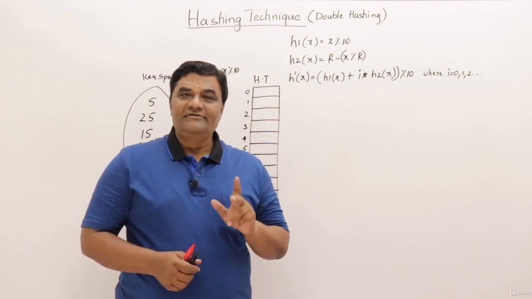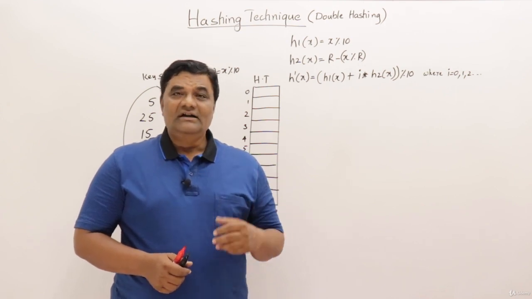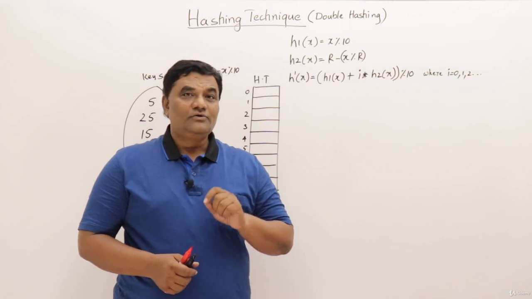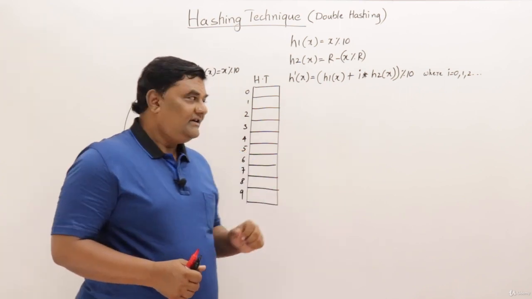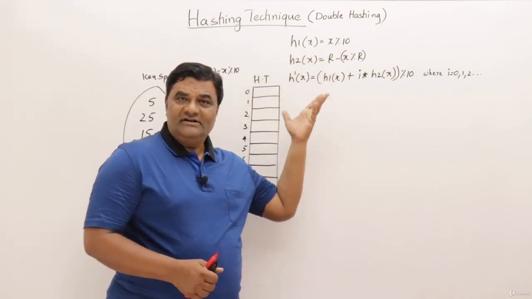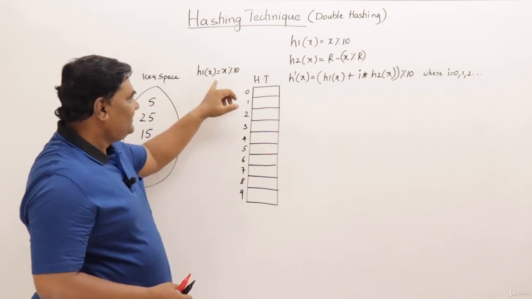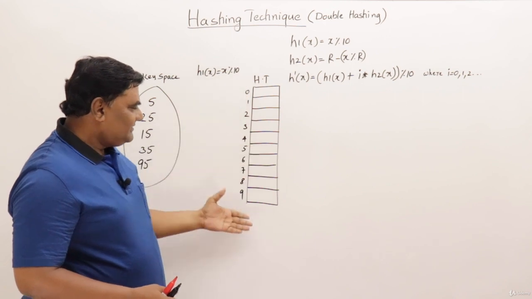The idea here is we will have two hash functions. One is the basic hash function. Then if there is a collision, the other hash function will help us to remove the collision. So for explanation, I have taken an example here. This is the first hash function, x mod 10. That is a regular hash function that we have used in various examples. So h1 is x mod 10 because the size of the hash table is 10.